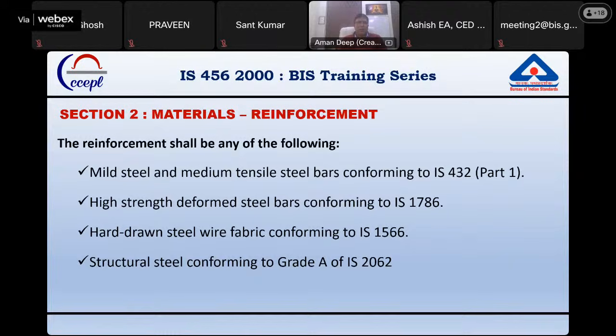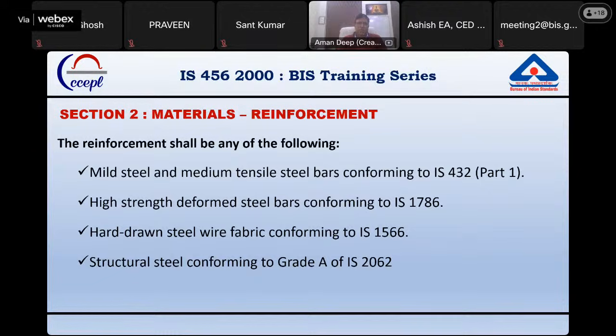Now, hard drawn steel wire fabric. Hard drawn steel wire fabrics are generally used for pre-stressing purposes, and that should conform to IS 1566. And structural steel conforming to grade A of IS 2062. So these different reinforcements we can use in the RCC system.